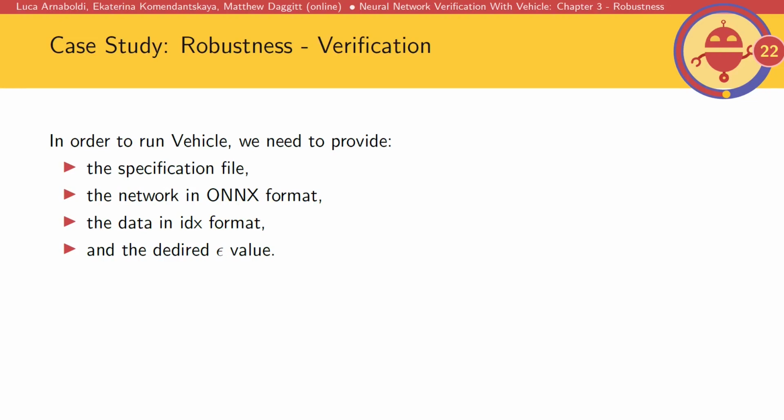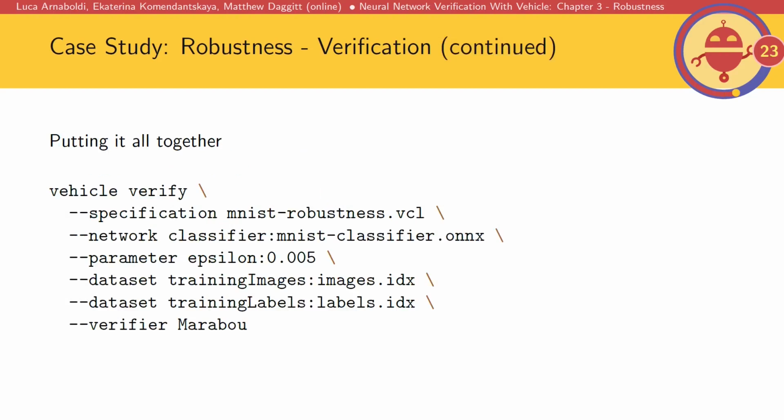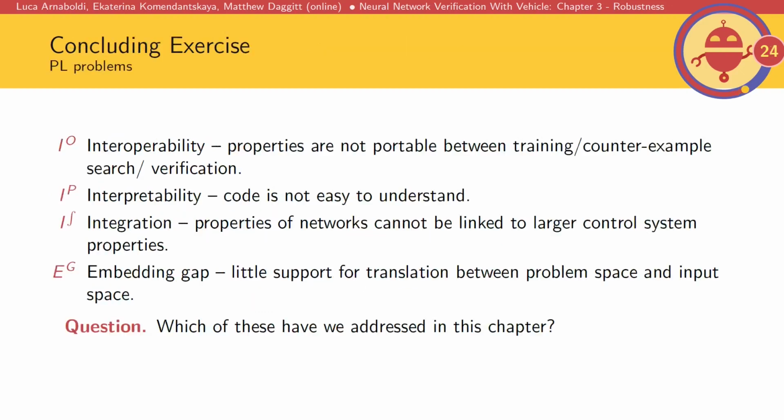To run Vehicle, all you need to provide is a specification file, which is what we just wrote. The network in ONNX format, which is a standard neural network format. The data in IDX format, that's the original format that the images came in, and it's a standard way of doing it. And then the desired epsilon value. You call it like this, and you can run that spec that I just gave you to verify this. And it's worth noting, since there are infinite values, what Katja showed you as a very complicated VNN formula, this is something like 800 files to actually verify this in Marabou. And this is what Vehicle actually generates for you.